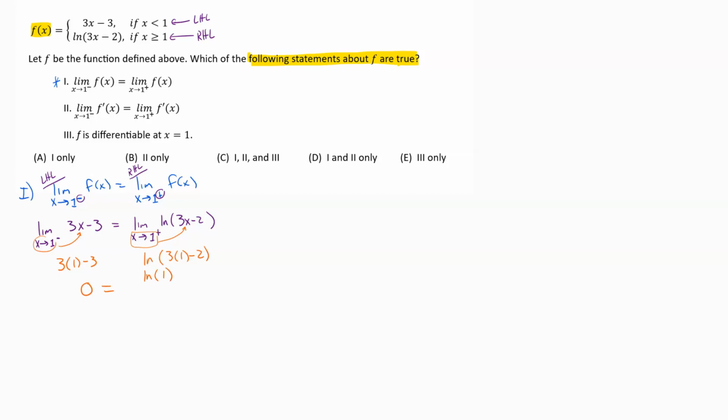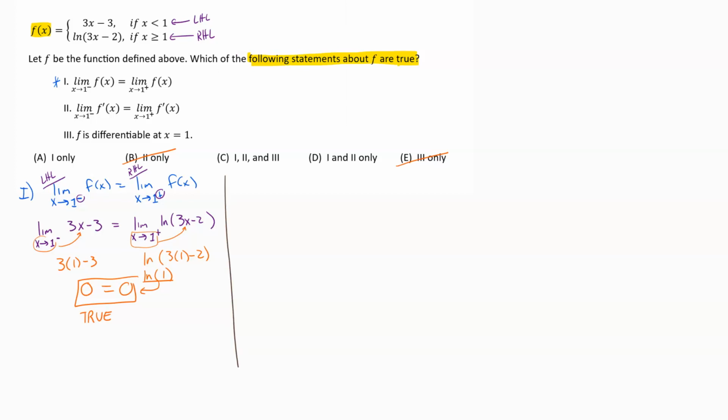The natural log of 1 is something they just expect you to know. The log of 1 is always 0. So the natural log of 1 equals 0. And so what we can see here is that our left-hand limit and our right-hand limit do equal each other. And so that would be a true statement. So right now we know that 1 is for sure a good answer, which means that anything that doesn't have 1 in it right now, you can throw those out as even options on the table.